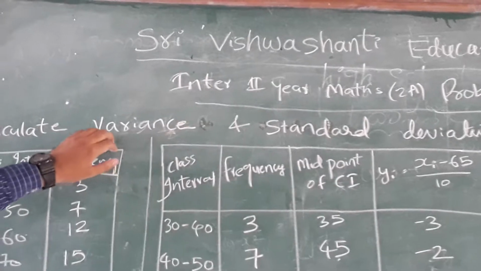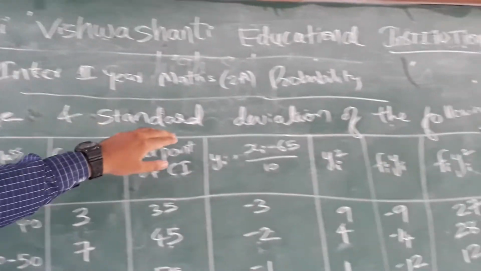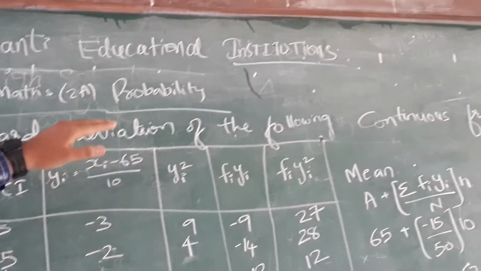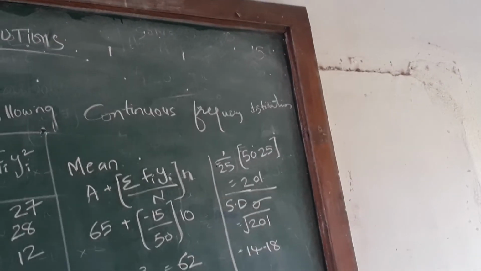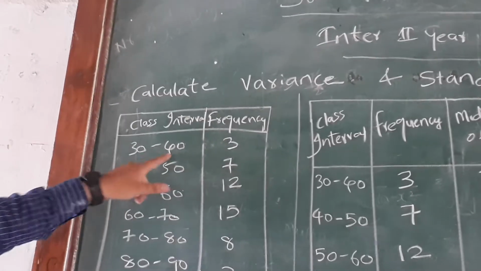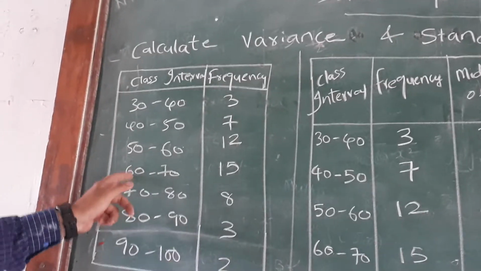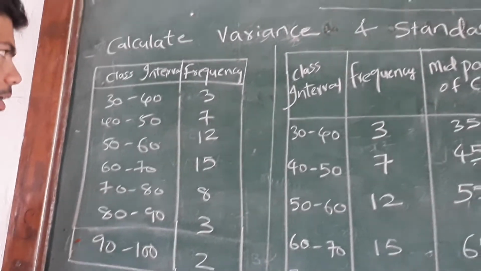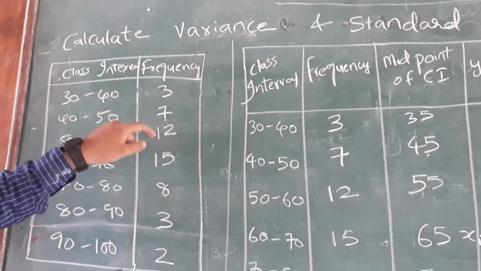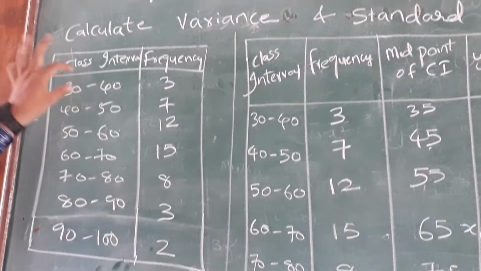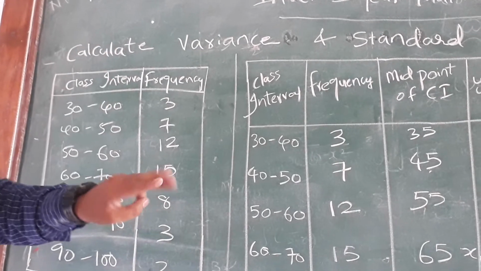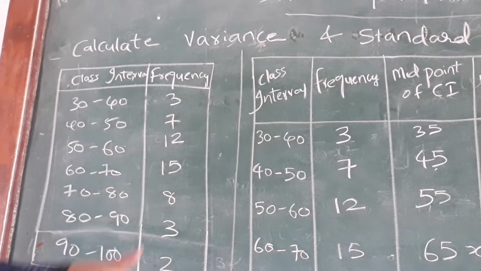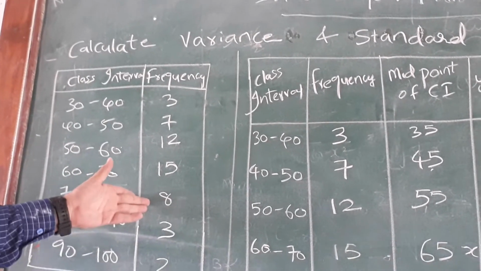Calculate the variance and standard deviation of the following continuous frequency distribution. The class intervals are 30 to 40, 40 to 50, 50 to 60, 60 to 70, 70 to 80, all the way till 100. And the frequencies are 3, 7, 12, 15, 8, 3, 2. For example, 30 to 40 has 3 frequencies, and 40 to 50 has 7 numbers. As it is given, it is not written in the question.